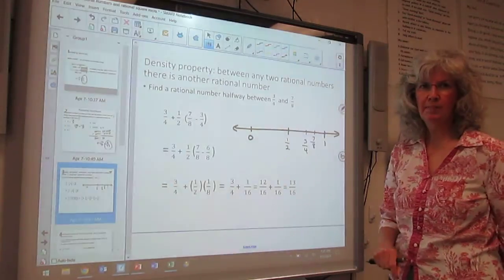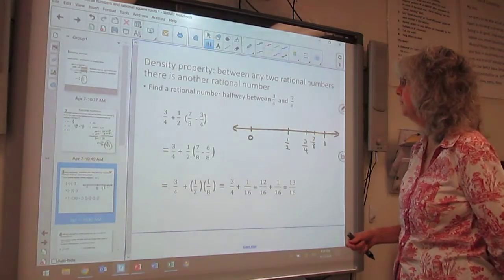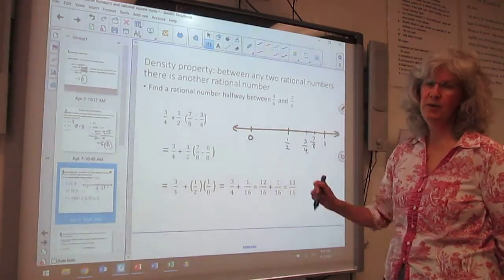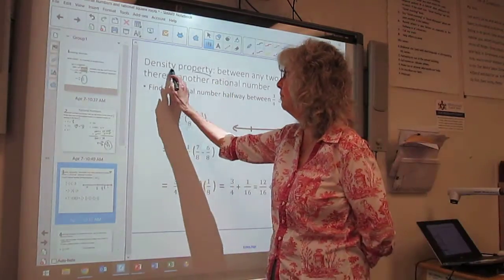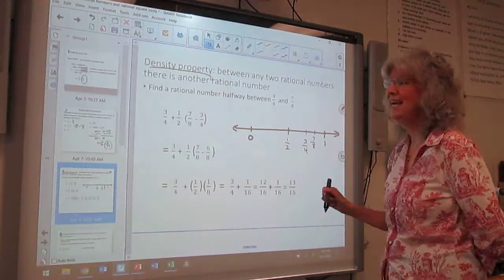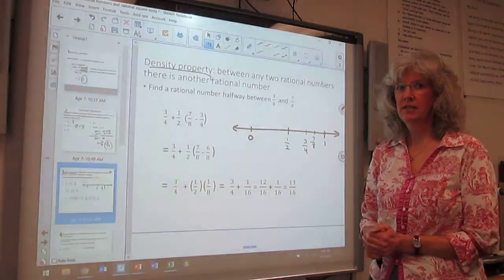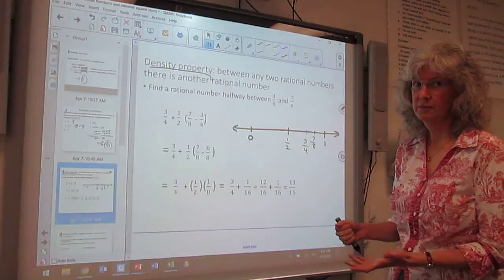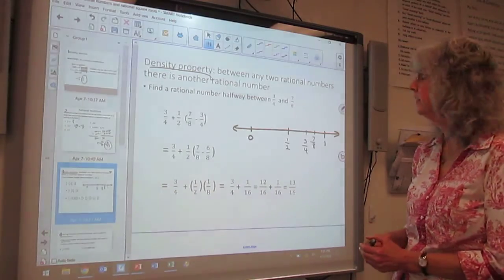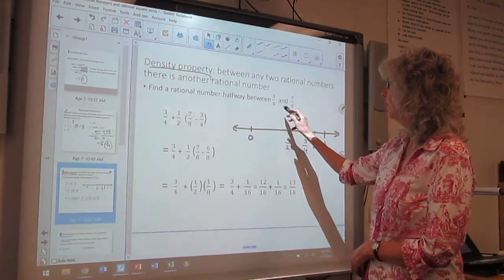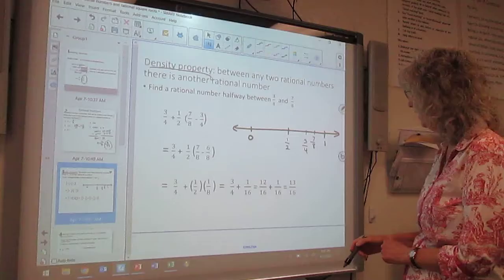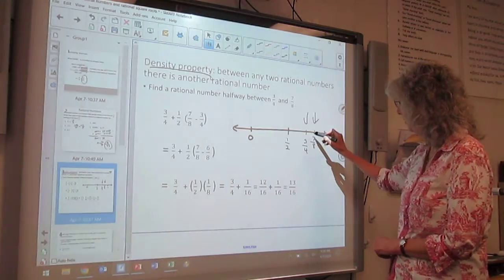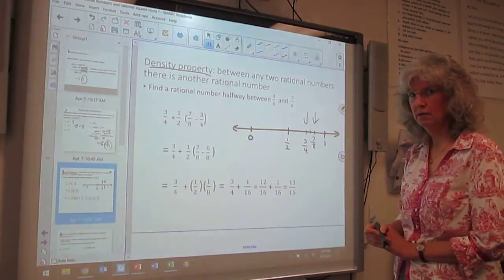The density property, I'm just going to touch on this quickly. You should be able to do this. It's pretty basic. We want to find a number between any two numbers. This is the density property. It states that between any two rational numbers, there exists another rational number. Actually, just infinite rational numbers, if you think about that very long. So let's find what's halfway between 3/4 and 7/8. Here's 3/4 and here's 7/8, and halfway between them is going to be right there.